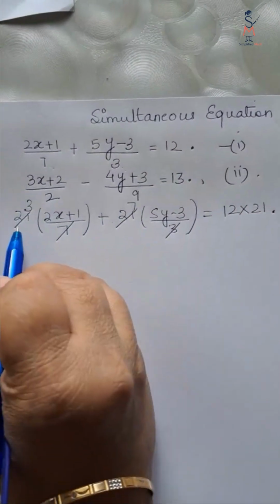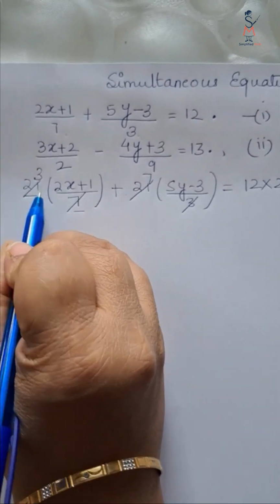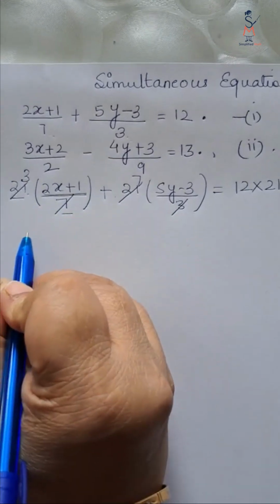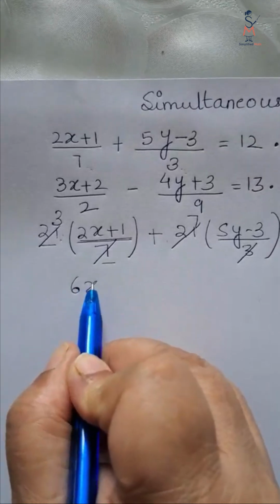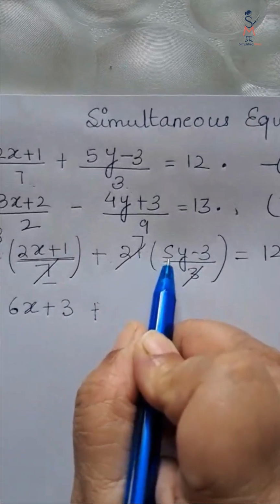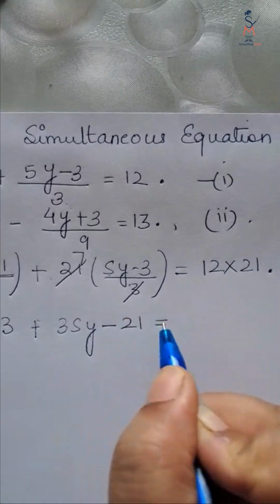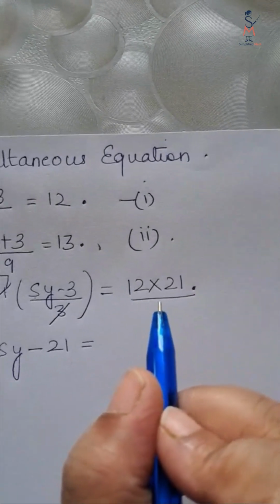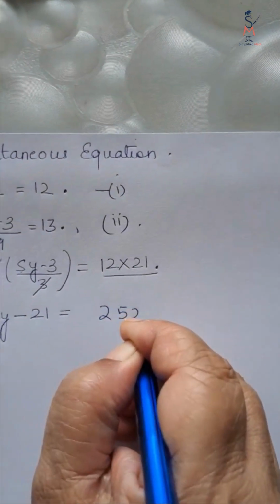So now we cut 21 with 7, we have divided. Now we are left with 3. We will multiply 3 with all the terms inside the bracket. So 3 into 2 becomes 6x plus 3, plus 7 into 5, 35y minus 21 is equal to 12 into 21. What is 12 into 21? 12 into 21 is 252.